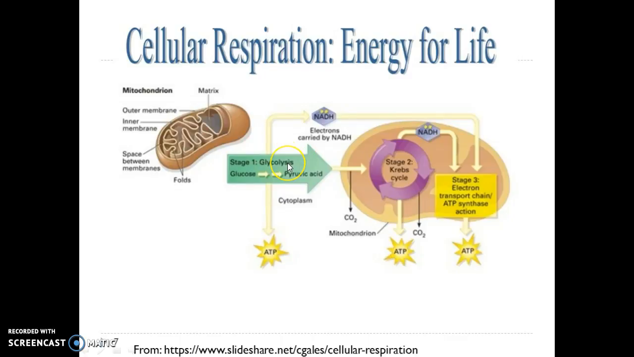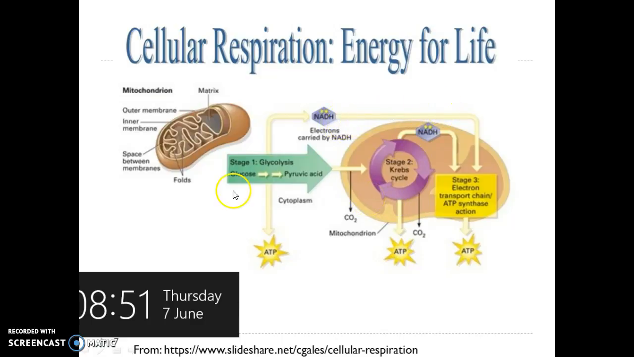Stage 1 is glycolysis. That means glucose is broken down to pyruvic acid, and there you get an ATP, and you also get an NADH, that is electrons carried by the reduced NADH. Then you see the carbon dioxide formed here in the mitochondria.